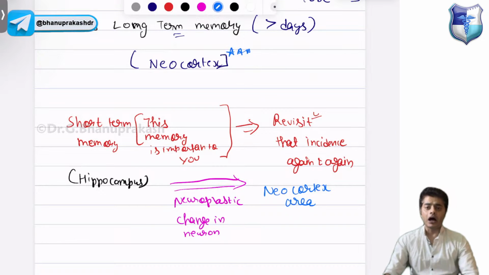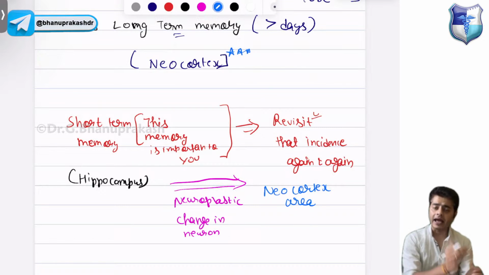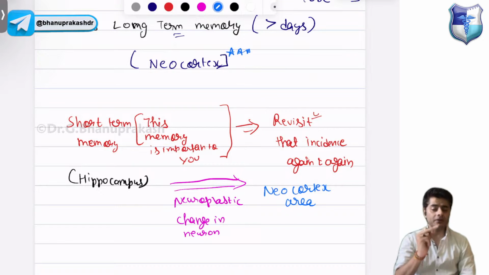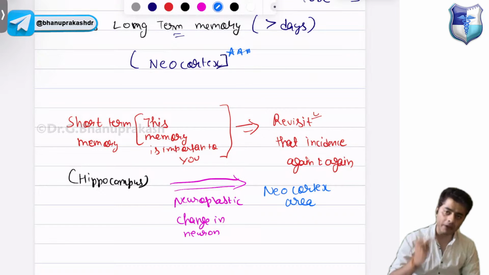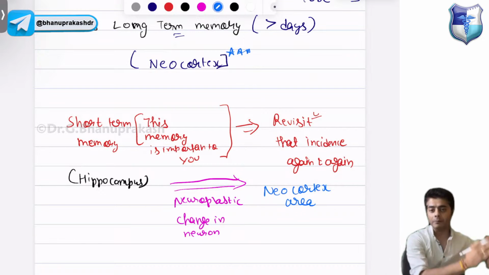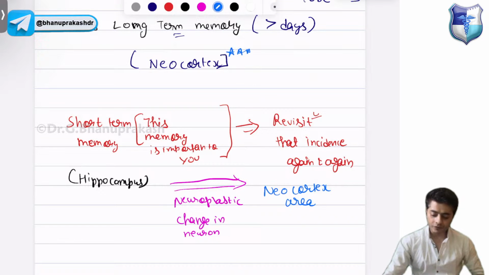Everyone got this concept? How memory goes from immediate, then to short-term memory, which is stored in the hippocampus. And if that hippocampus memory is important to you, you will revisit that memory again and again. And if you keep revisiting it, due to neuroplastic changes, it will be shifted from the hippocampus to your neocortex area and converted into a long-term memory. Okay, everyone?